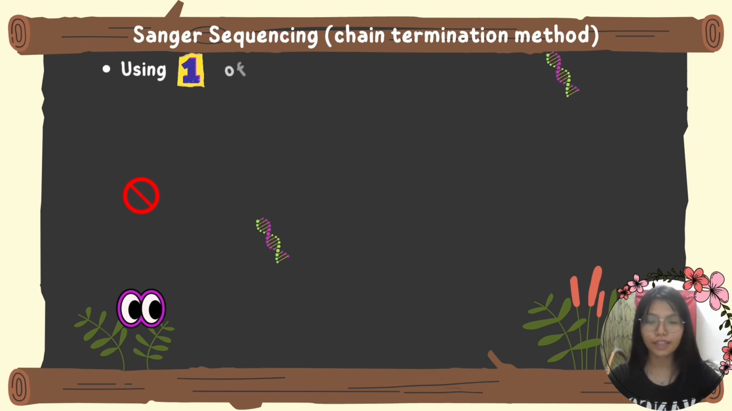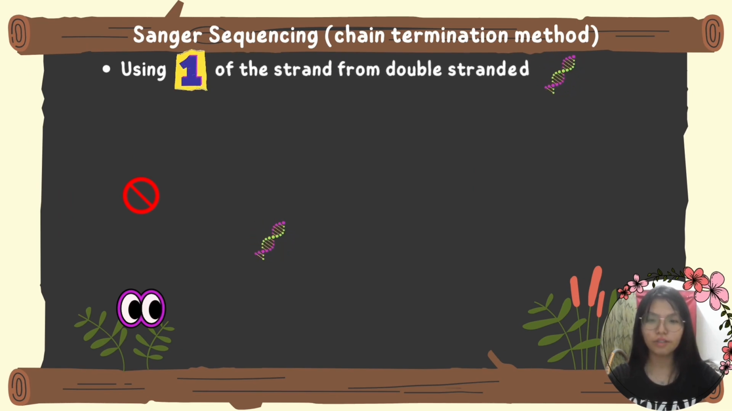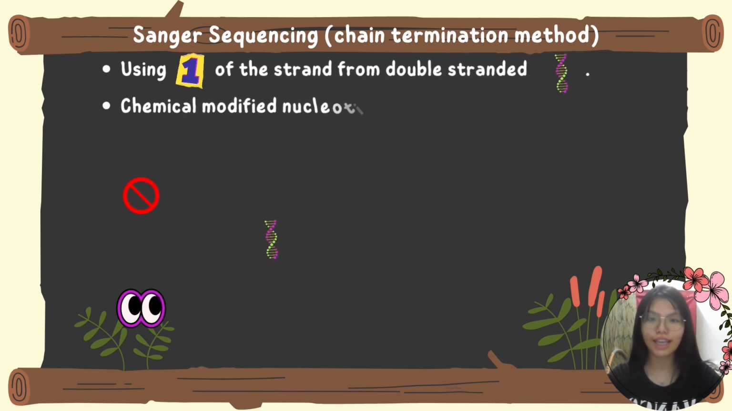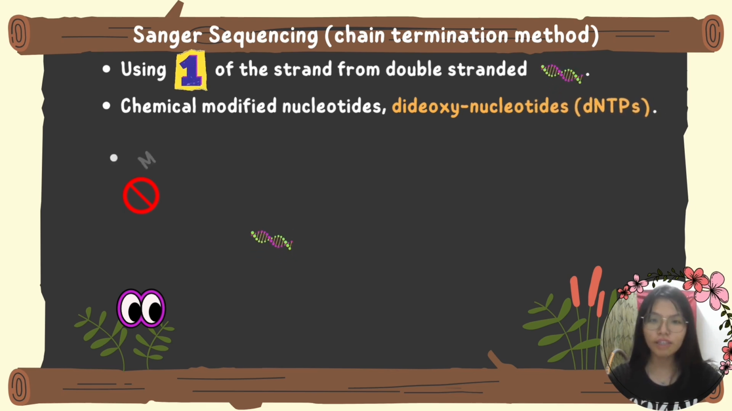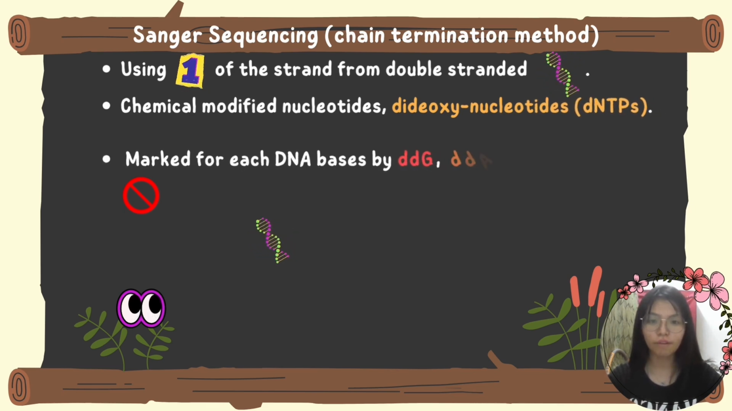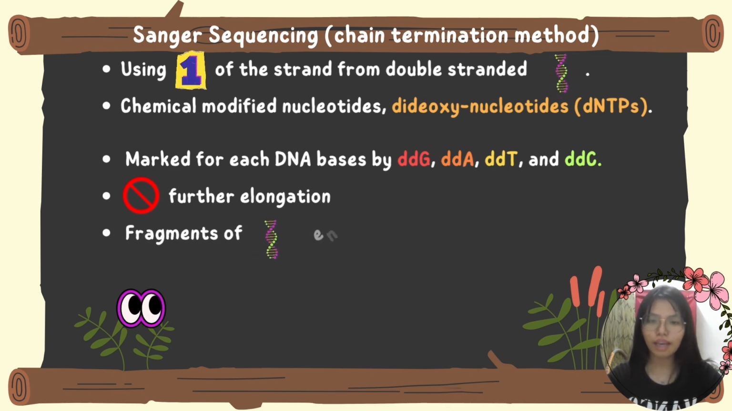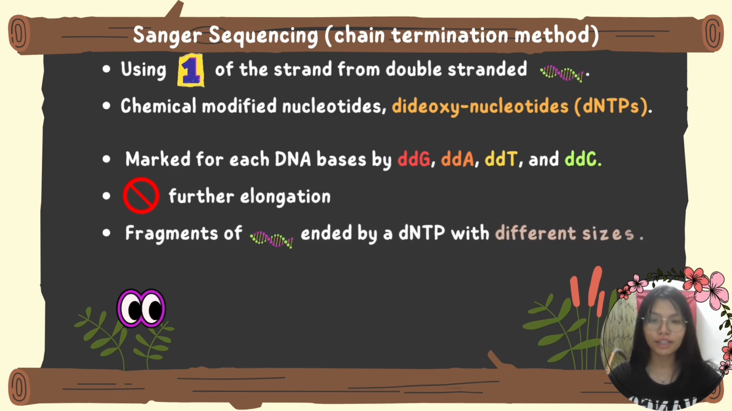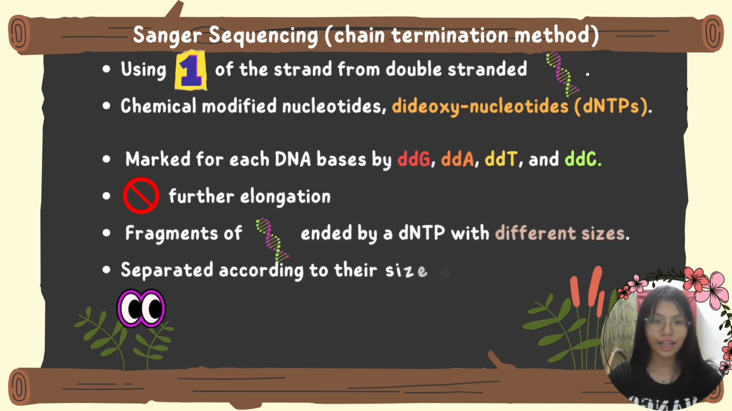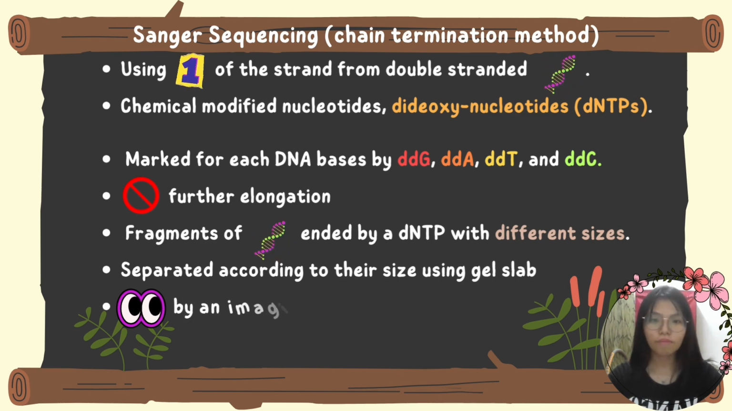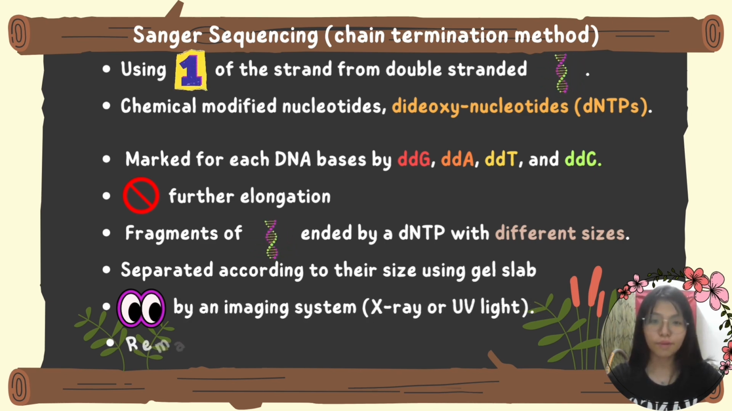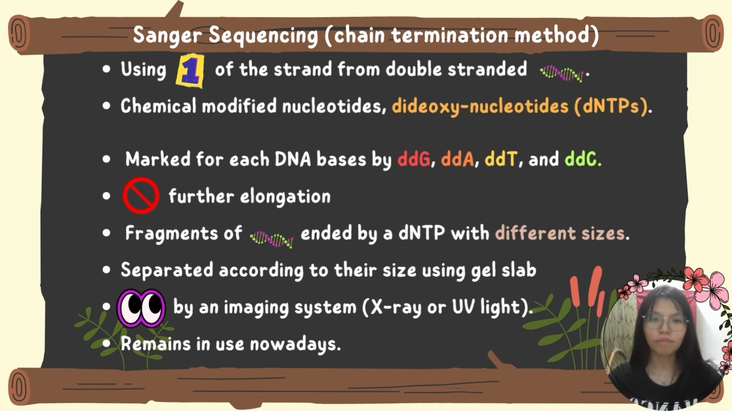Sanger sequencing is known as the chain termination method. It consists in using one of the strands from double-stranded DNA as template to be sequenced. This sequencing is made by chemically modified nucleotides called dideoxynucleotides (ddNTP). These ddNTPs are marked for each DNA base as ddG, ddA, ddT, and ddC. Once they are incorporated into the DNA strand, they prevent further elongation and the elongation is complete.